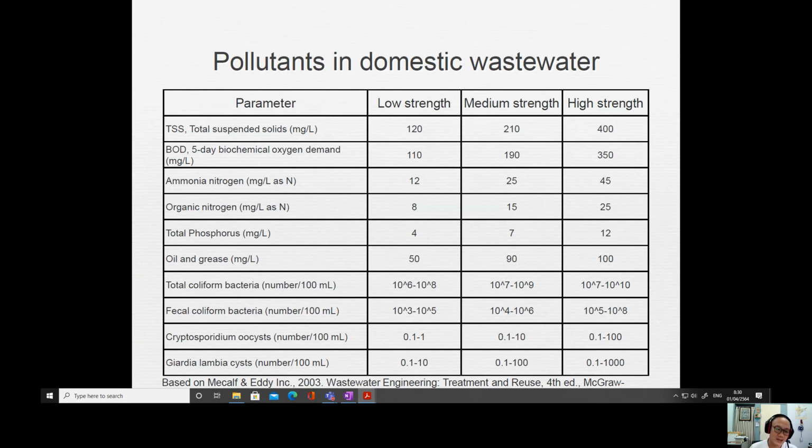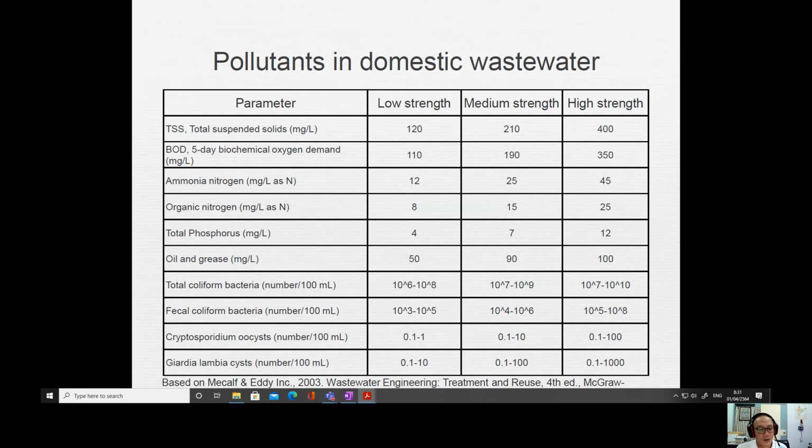So these are the major pollutants found in the domestic wastewater, but they may not be found in some industrial wastewater. Oil and grease, of course, some certain amount of oil and grease will be there because in our daily life, we have to cook, we have to eat, so the kitchen waste always contains some oil and grease.